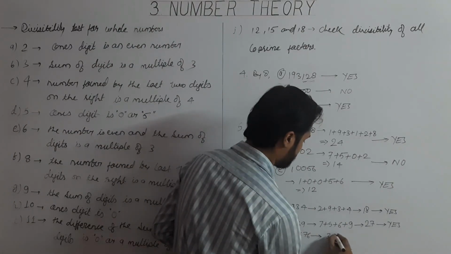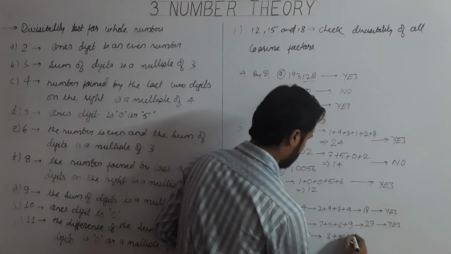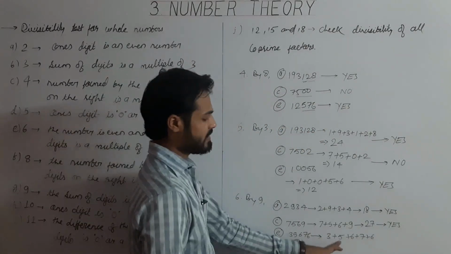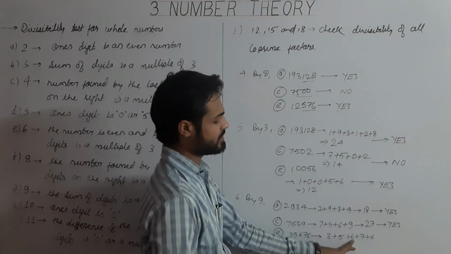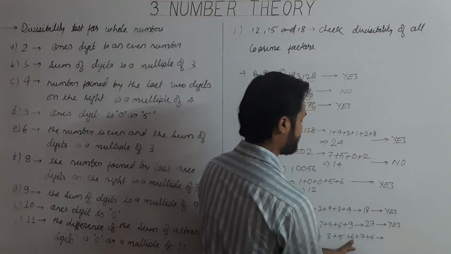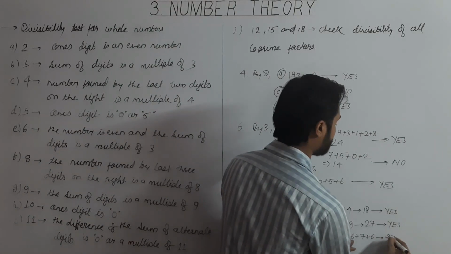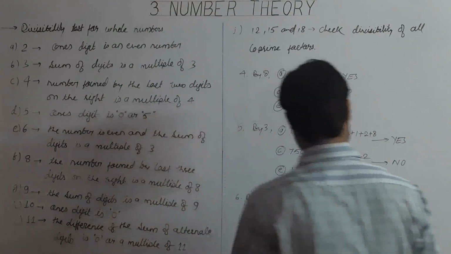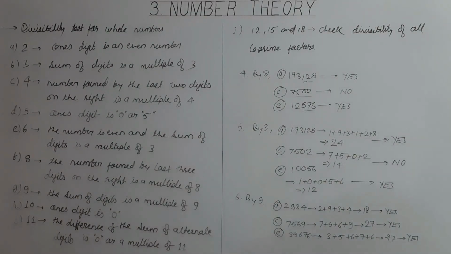Third, 3 plus 5 plus 6 plus 7 plus 6. 3 plus 5, 8. 8 plus 6, 14. 14 plus 6 is 20. 20 plus 7 is 27. Again, 27 is a multiple of 9. So this number is also divisible by 9.